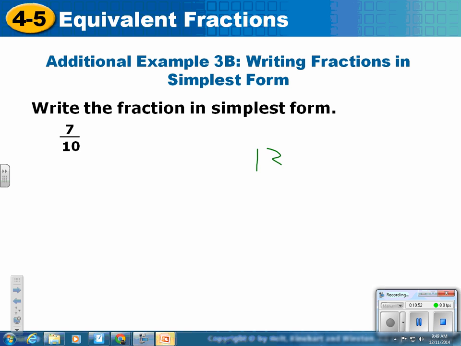What about this problem? 13's prime. Isn't it? That's not in simplest form, because I can do this. Be careful. All of you. Be very, very careful. Just because you have a prime number or an odd number, it does not mean it's in simplest form.